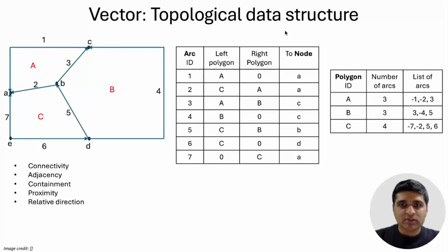Even though it takes more effort to build, the topological model reduces duplicate data and links features in an organized way. Its biggest strength is that it supports powerful spatial analysis since these relationships are built into the system from the start.